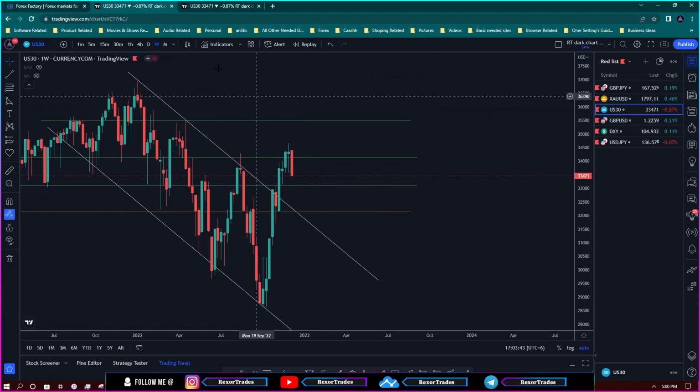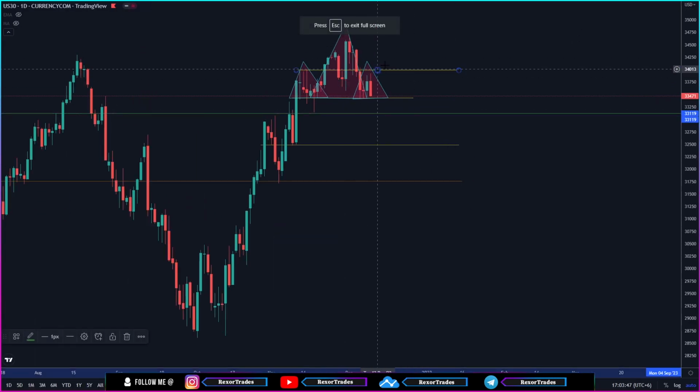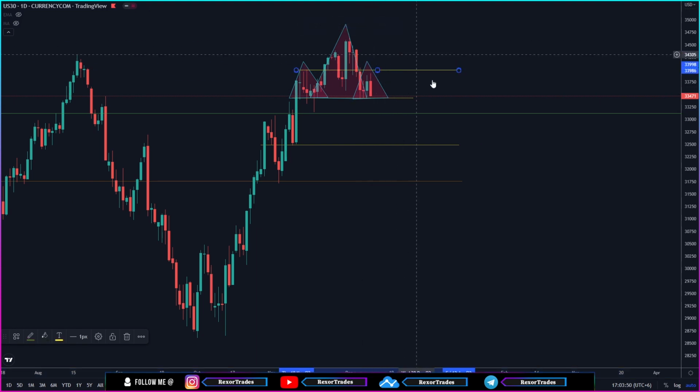So let's just wait to see how US30 reacts towards this key level over here or towards this key zone over here, and then look for trades whether on the long side or on the short side on a higher time frame point of view. So that's my analysis on US30 in multiple time frames for the upcoming week.